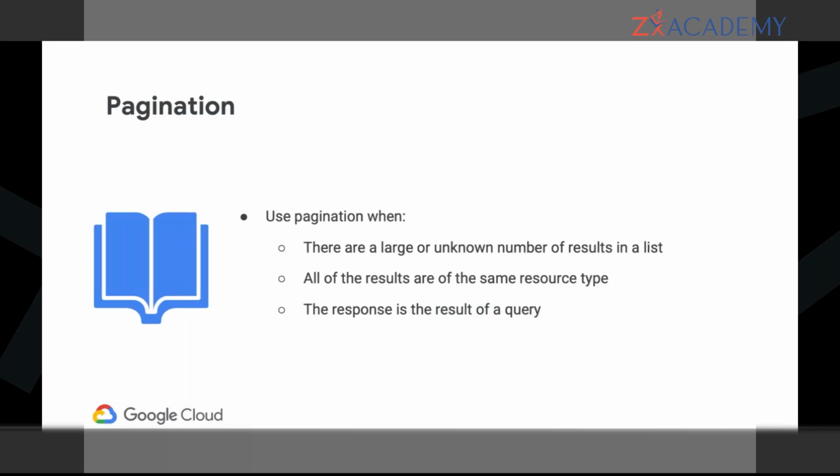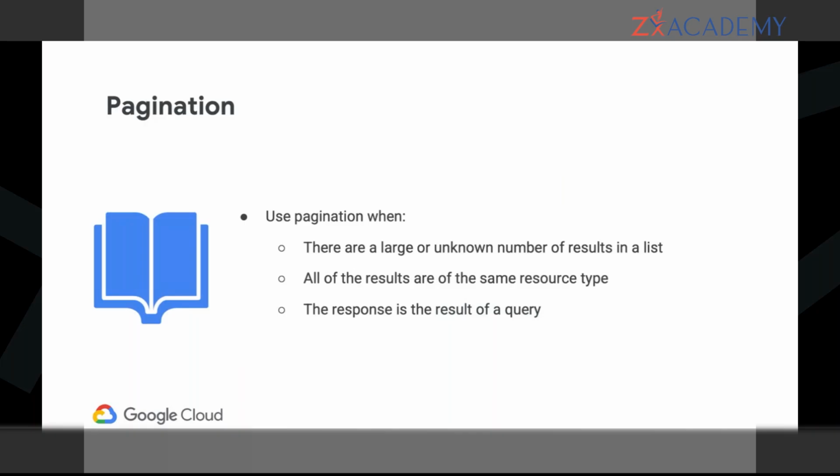Also, all the records that are coming should belong to the same entity. For example, all the records should belong to user, or all to customer, or all to orders. It is not that you combine orders and users in one response; you cannot do that. It is records belonging to a single entity. And the response is the result of a query, so this is the response of a GET call.